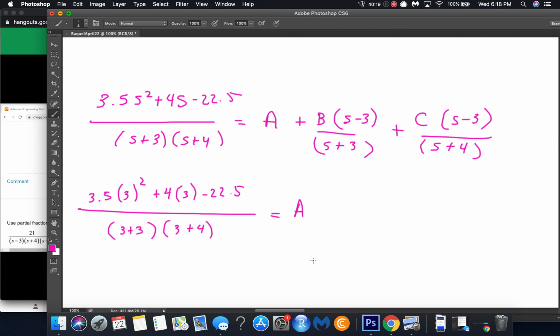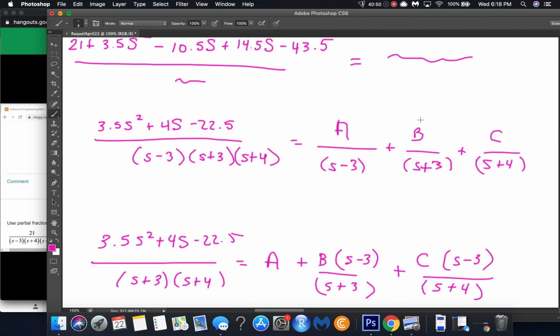So 3.5 times 9 plus 12 minus 22.5 is 21 over 9 times 12, which is 108. And 21 divided by 108 is 0.19. I mean, it's fine if we use those numbers. Okay, and then we're going to do the same thing for B and C.